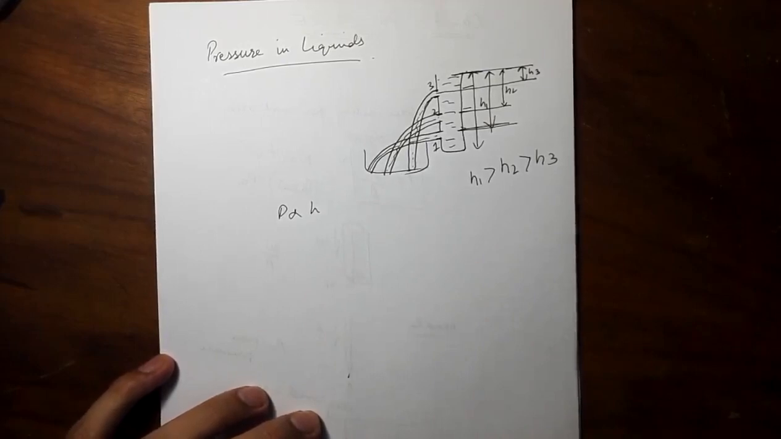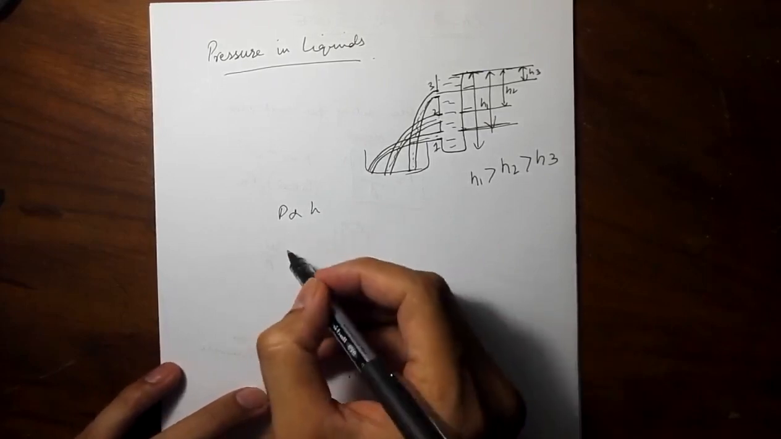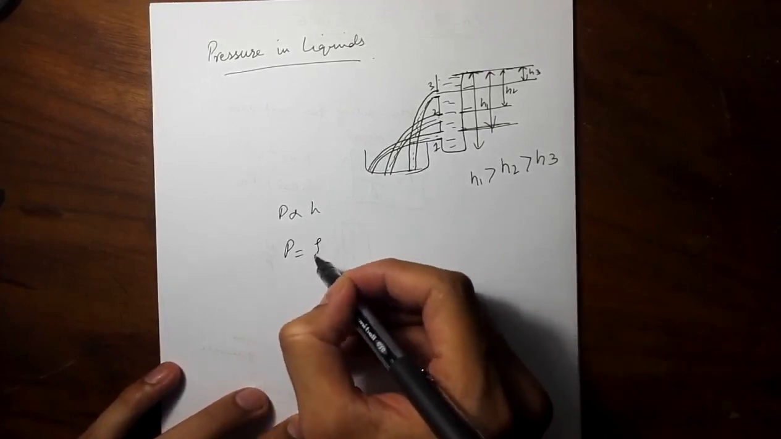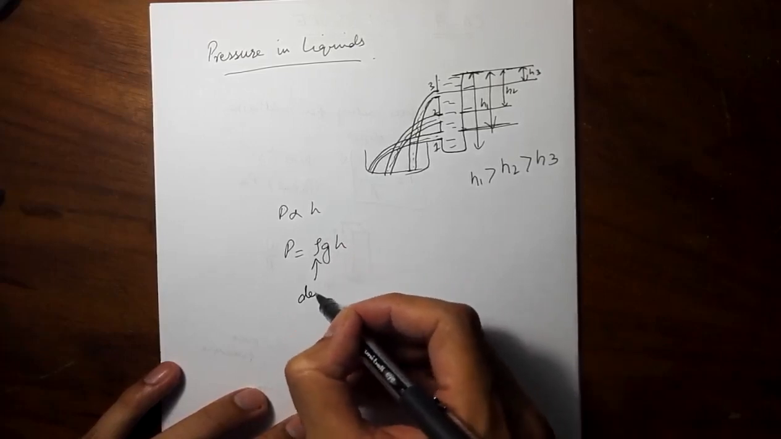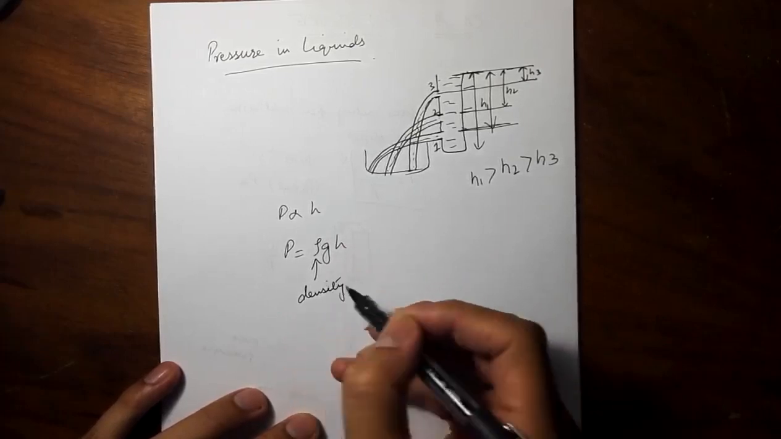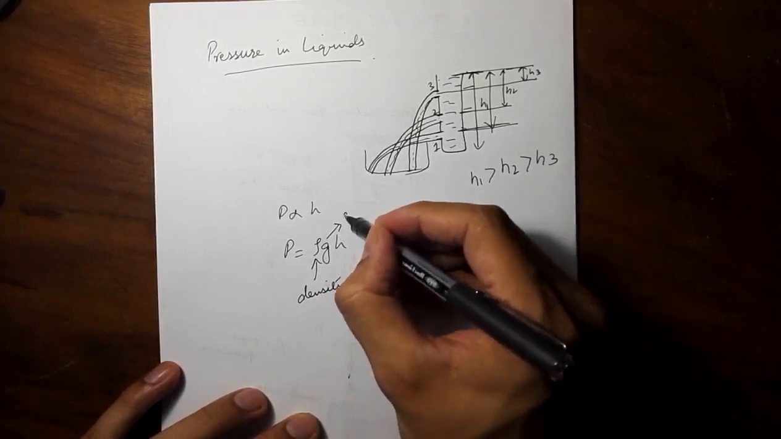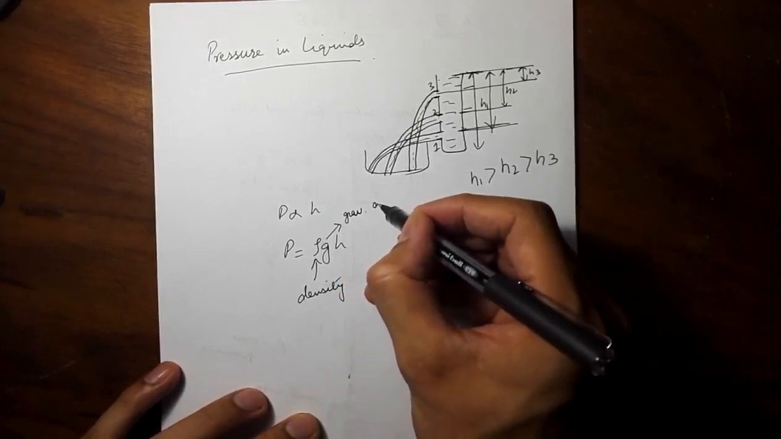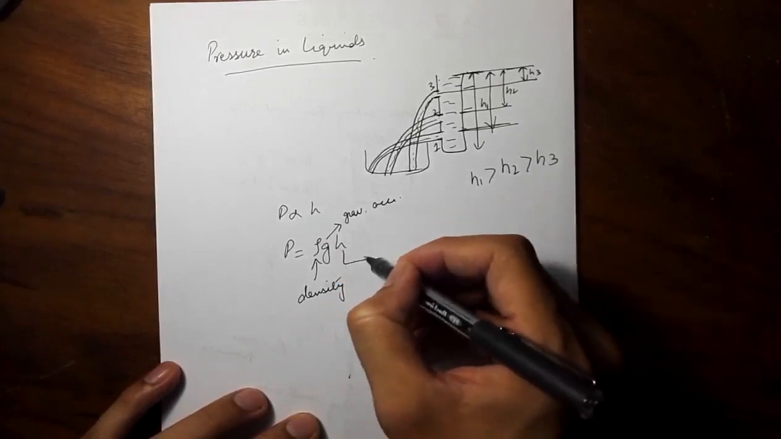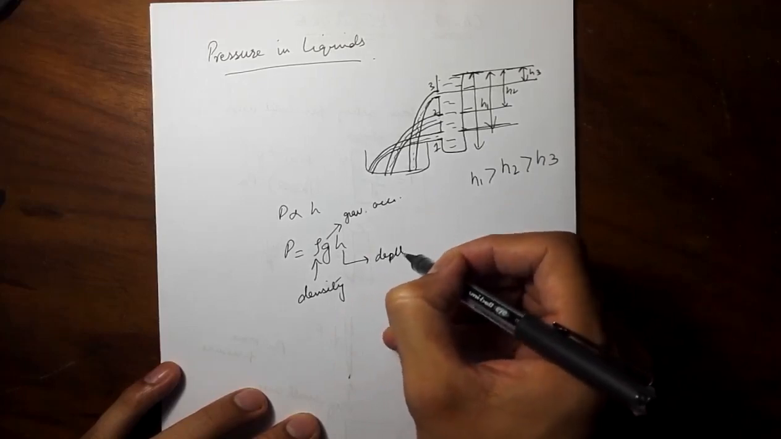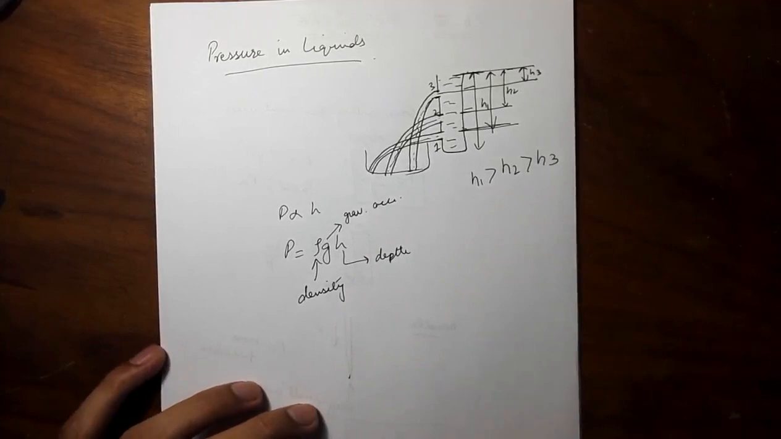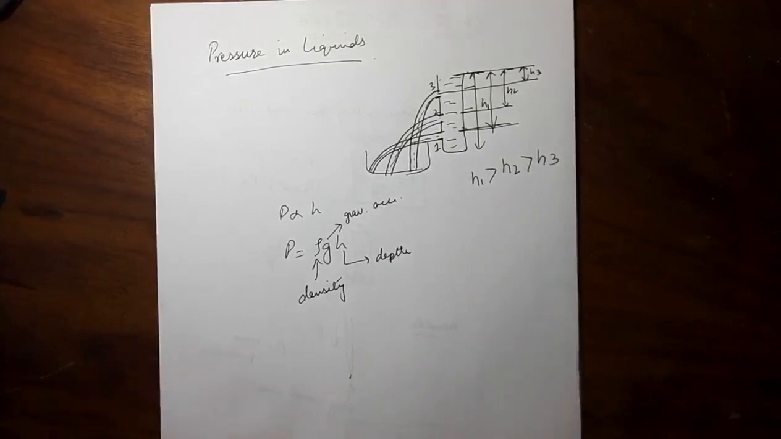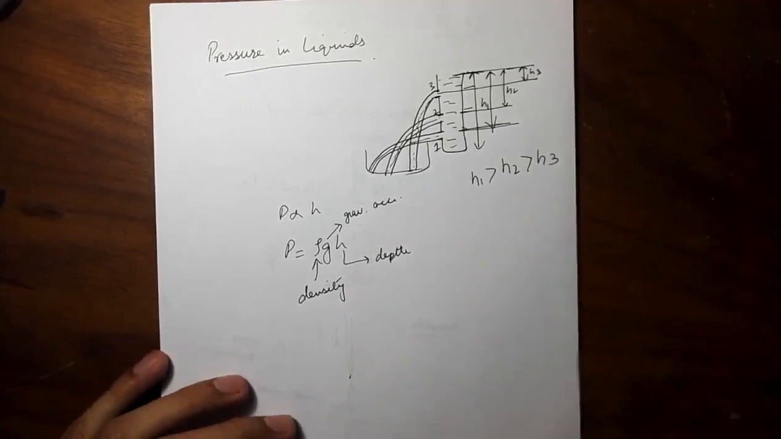depth of the liquid. Now what will be the formula for the pressure in liquid? The formula will be pressure is equal to rho GH, where this rho is the density of the liquid, this G is the gravitational acceleration, and this H is the depth of the liquid. Okay, so this will be our definition of pressure, the formula of pressure in liquids.